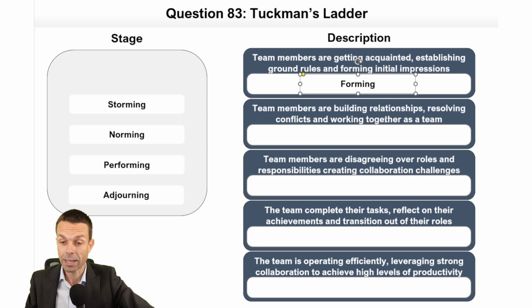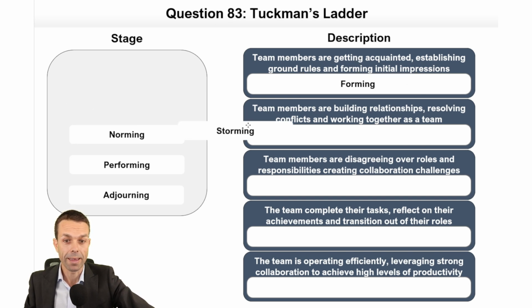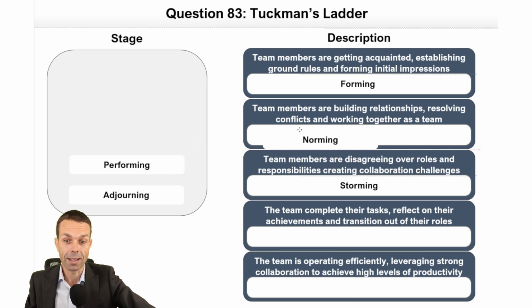Team members are building relationships, resolving conflicts, and working together as a team. They are storming. Team members are disagreeing over roles and responsibilities, creating collaboration challenges. That's more like storming. Maybe if they're building relationships, they are starting to come into norming.